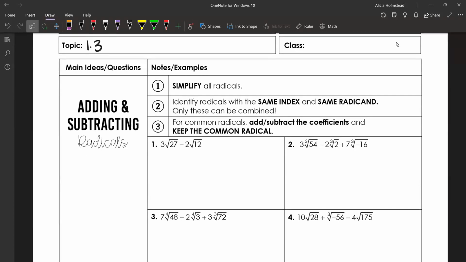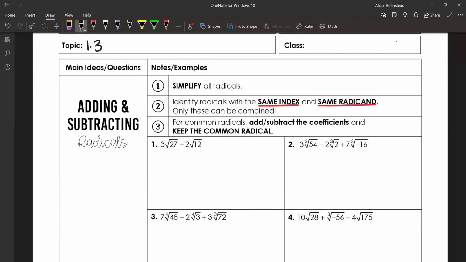The first thing that you want to do is simplify all of the radicals. The second thing you want to do is identify radicals with the same index and the same radicand. They have to have both, only these can be combined. And then for common radicals, you'll add and subtract the coefficients and keep the common radical. So let's do number 1 to see what this looks like.